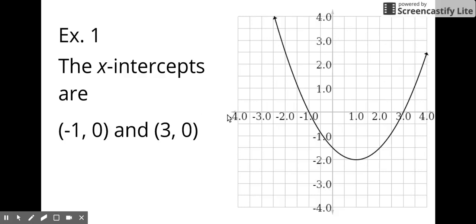Why? That's because the equation for the x-axis is y equals 0, because literally every single point on this x-axis has a y value of 0.